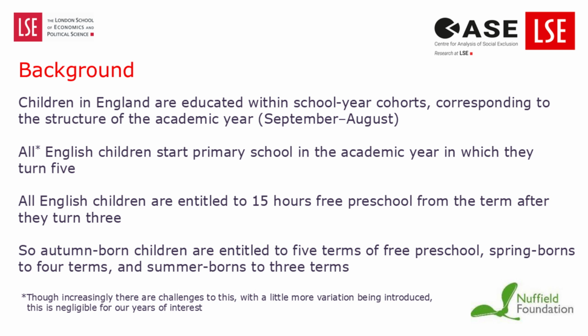Alongside this, all English children are entitled to 15 hours of free preschool from the term after they turn 3. So there's a slight misalignment here, and what it means is that autumn-born children are entitled to 5 free terms of preschool, spring-borns to 4 terms, and summer-borns to 3 terms.